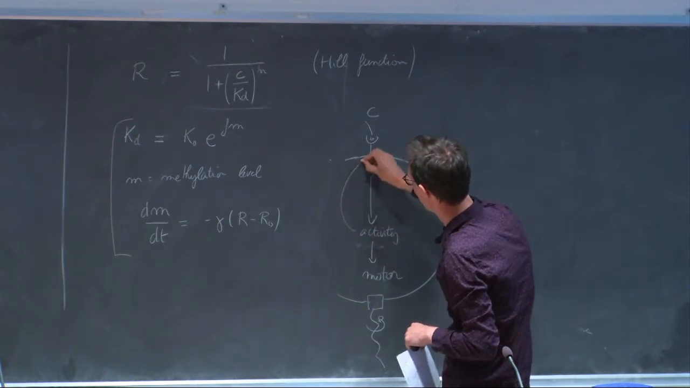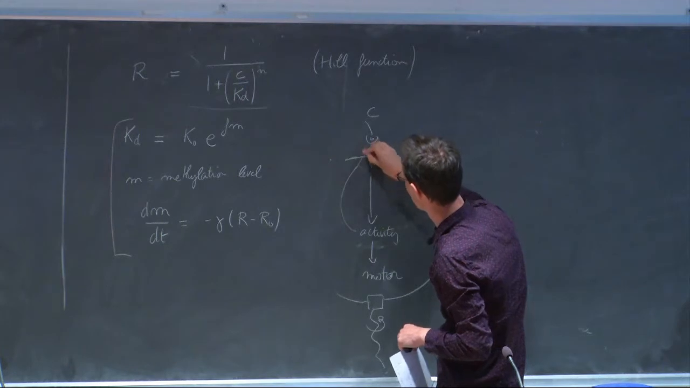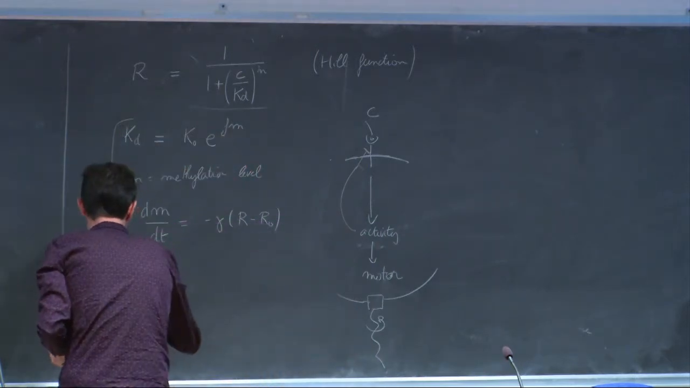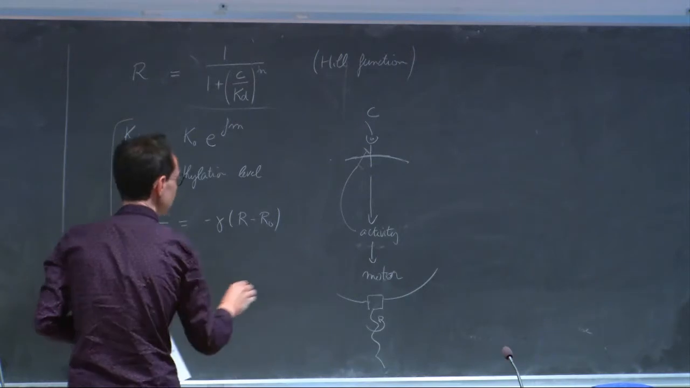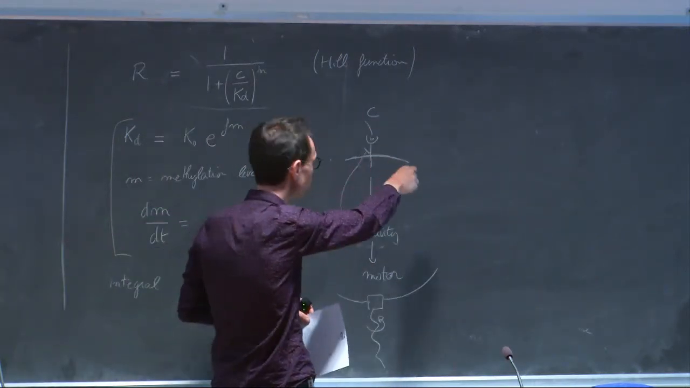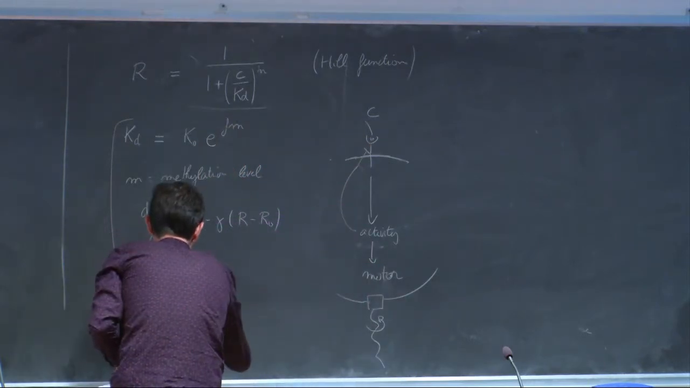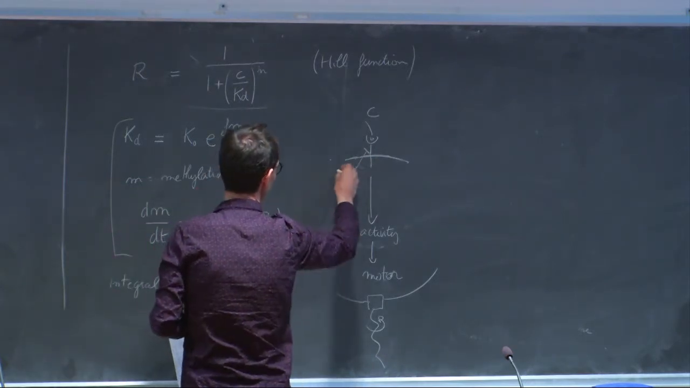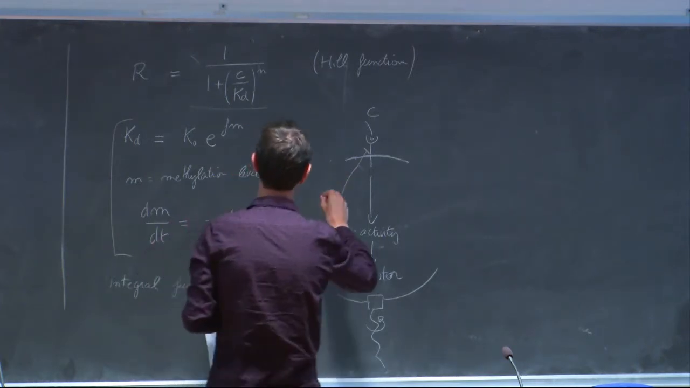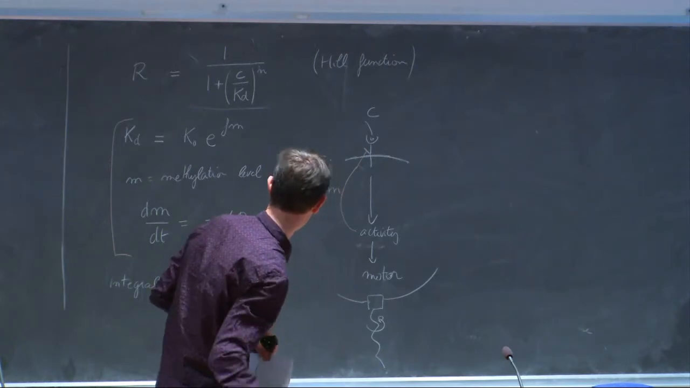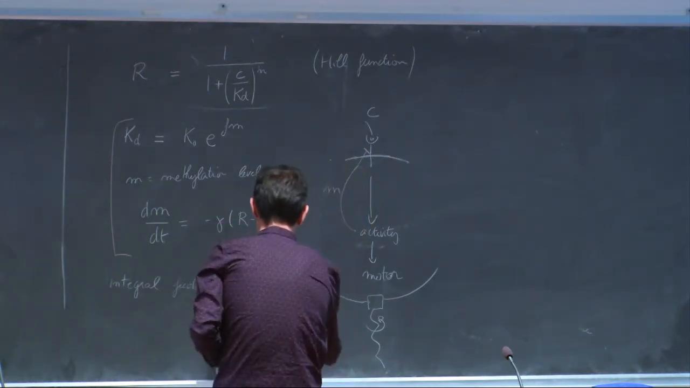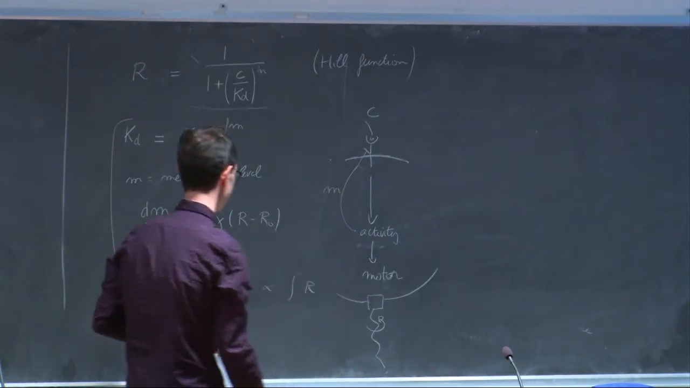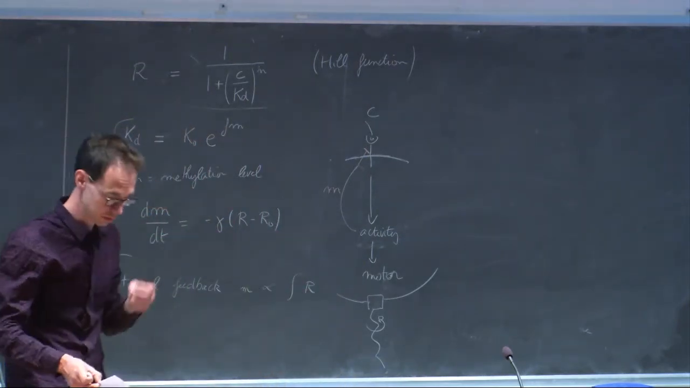This activity will feedback negatively on the receptors. And this is called, so this is a very simple network. You just have two nodes and just a repression. And it's called integral feedback because you can see that M, which is what mediates this repression here, essentially is proportional to the integral of the activity, right? Because of this equation.